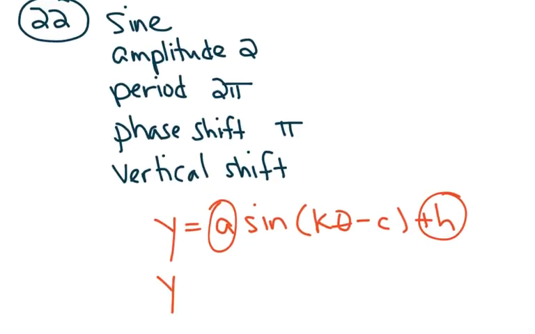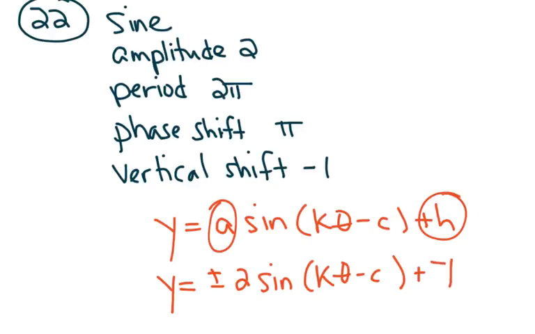So I know that y is equal to plus or minus 2 sine of k theta minus c plus, oh, I forgot to write down the vertical shift. It's -1 plus -1 or -1. At this point in time, you may or may not be able to figure out which multiple choice answer is the right one. So you may have to do a little bit more work.